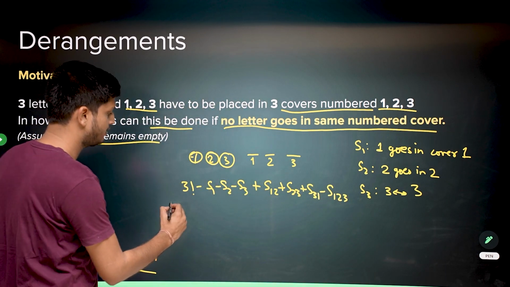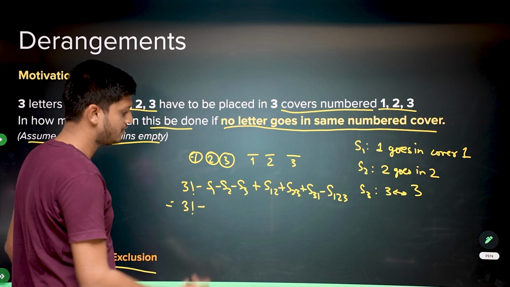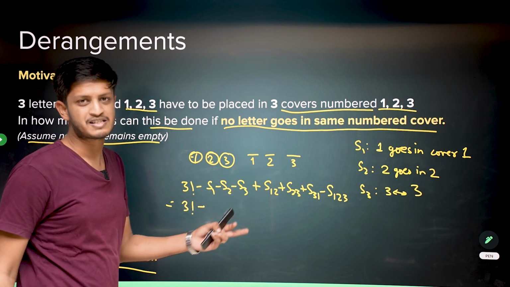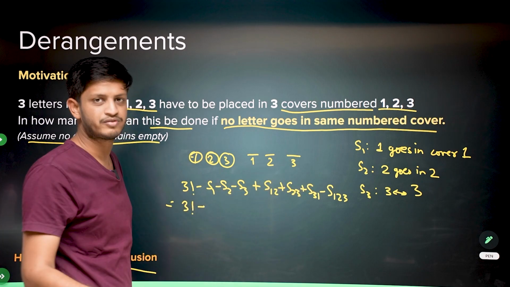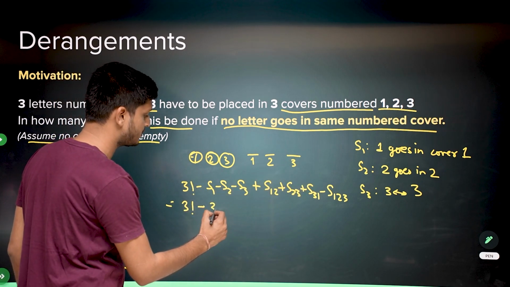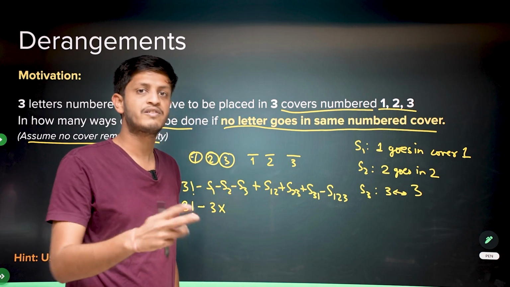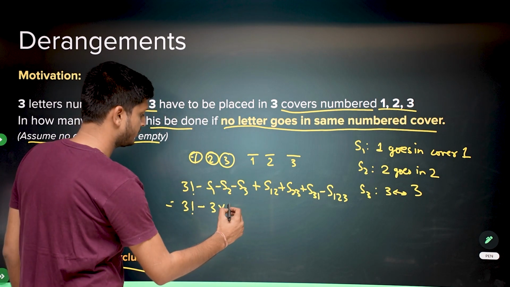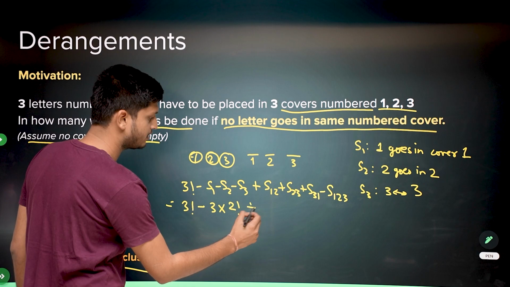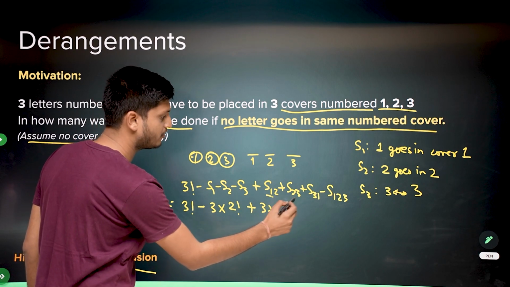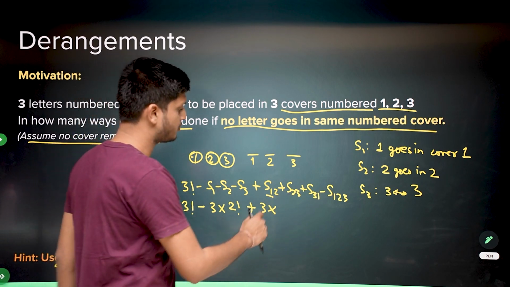Okay, so what is this? This will become 3 factorial minus all these 3 will be same. This is a symmetrical problem. You do any one of them, the answer will be same. So 3 times. Now letter 1 goes in cover 1. So in how many ways can we arrange the other 2? 2 factorial ways. Now plus 3 times. These 3 also will be symmetrical problems. So we can solve any one of them.